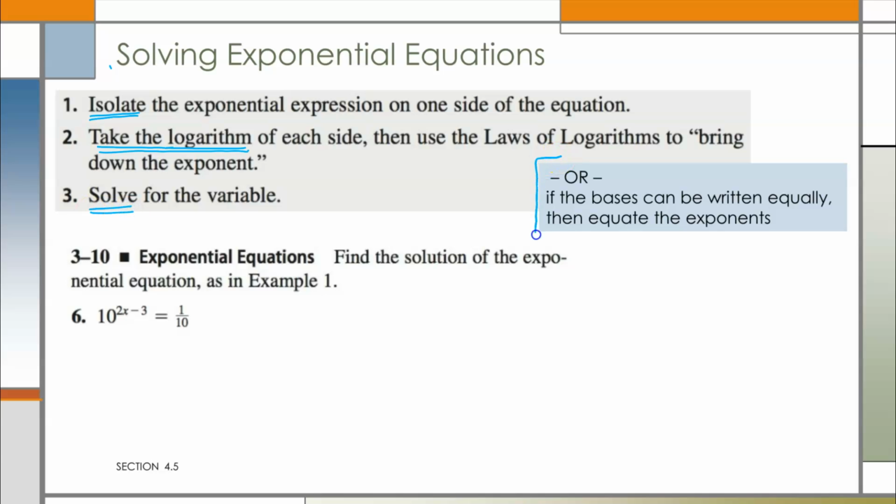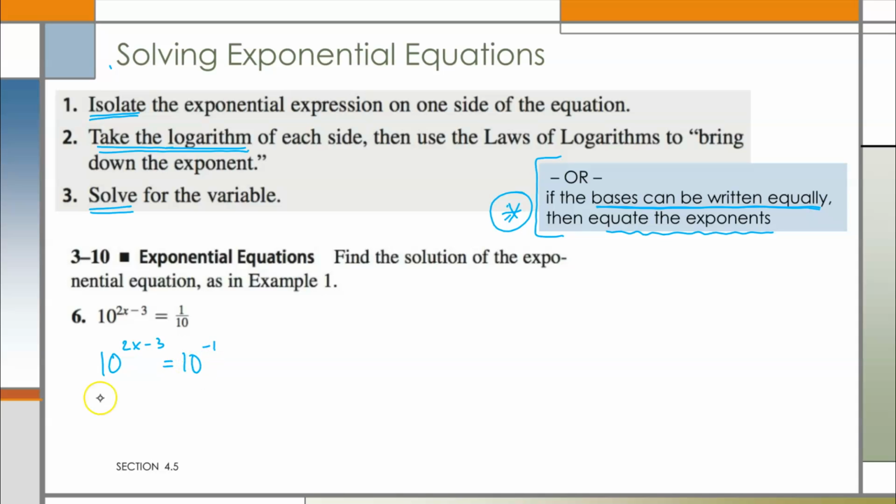Okay, another way to solve an exponential equation is to write the bases so that they're the same. If I can write the bases so that they're the same, then all I have to do is equate the exponents. Okay, problem number 6. We're going to use the second method here because we can write the bases so that they are the same. This would read 10 to the 2x minus 3 is equal to 10 to the negative 1.